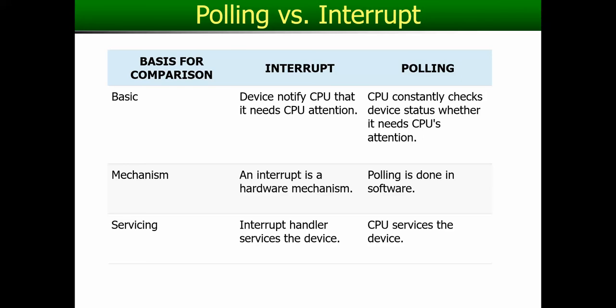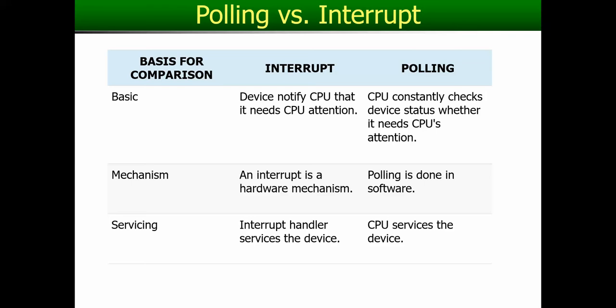Servicing, how do we service both? In case of the interrupt, the interrupt handler services the device. There is a hardware unit in the microcontroller which first serves the device. There is a dedicated unit for that. In case of a PC, there is a separate chip for that. But we are talking about the microcontroller. So the hardware is handling it.